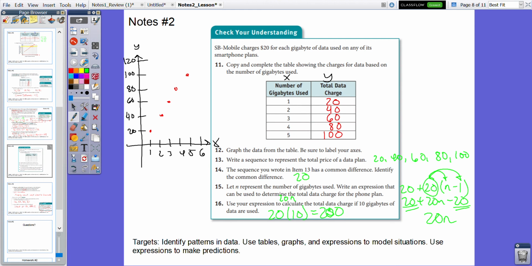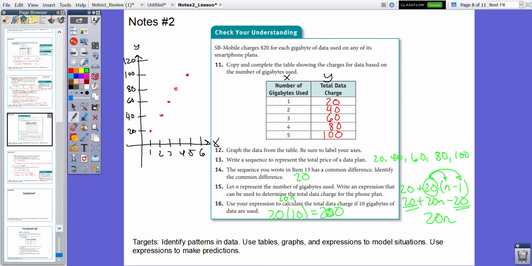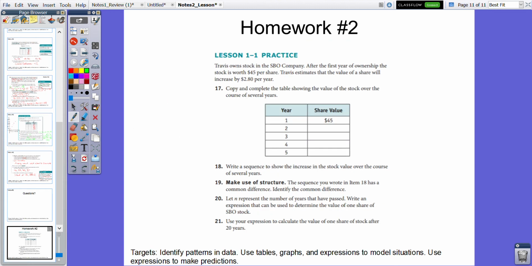All right, so your homework for this lesson is page 7, lesson 1.1 practice. Make sure you have that done. Make sure you're asking questions, and I will see you guys later.